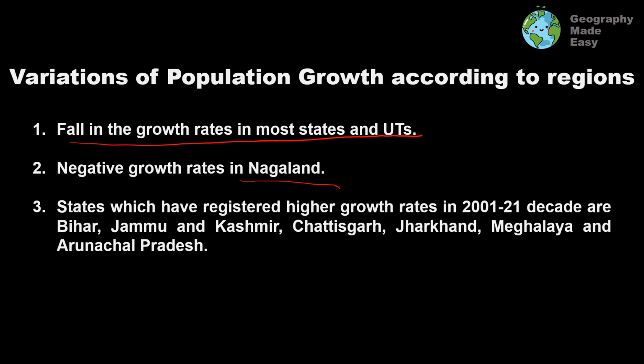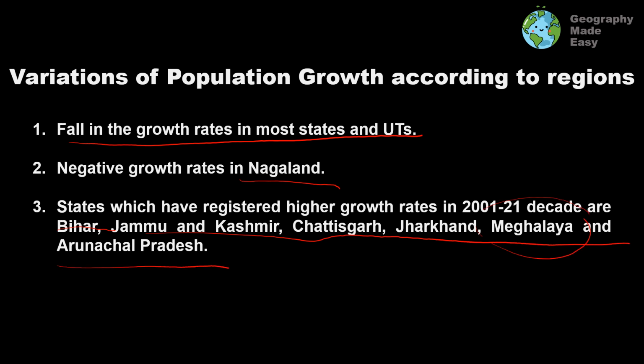Apart from that, there is also out migration, and in some cases there might be unrest in these areas which leads to negative growth rates. In the case of Nagaland, I think most of the population has out migrated. There have been certain reasons why this state is the only state which has experienced a negative growth. However, some of the states experiencing the highest positive growth rates are Bihar, Jammu and Kashmir, Chhattisgarh, Jharkhand, Meghalaya and Arunachal Pradesh.